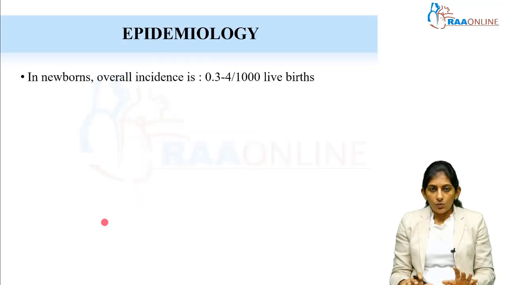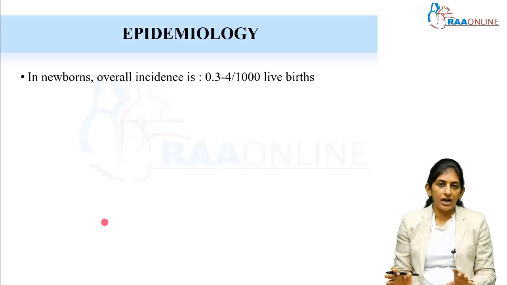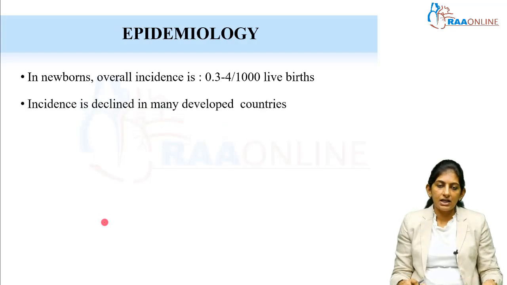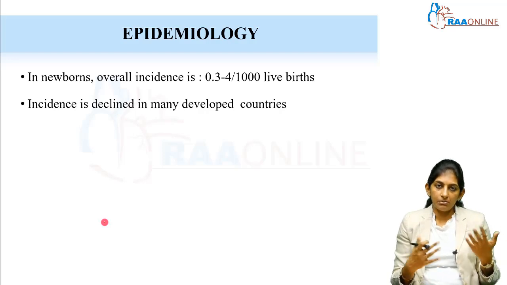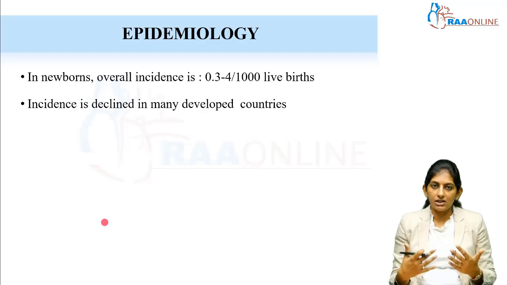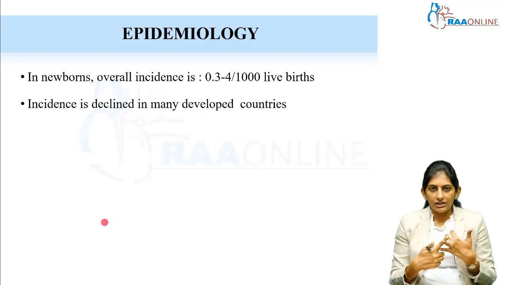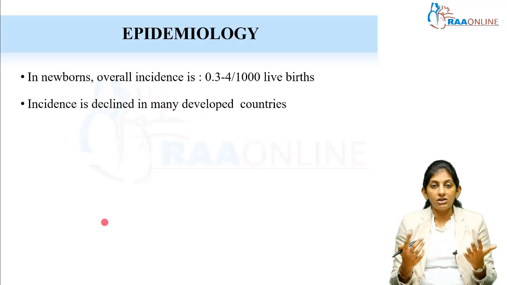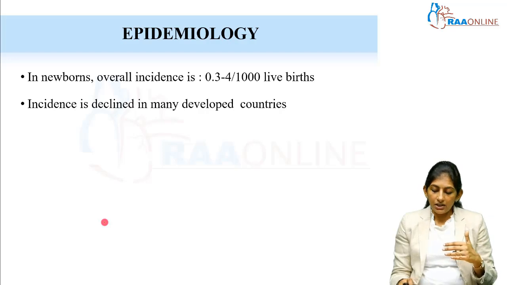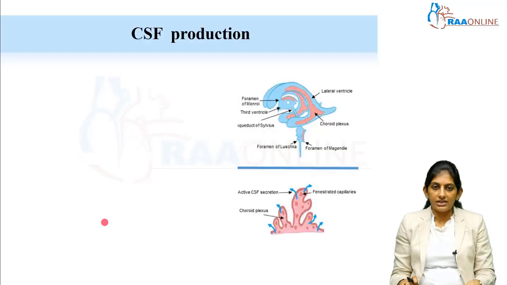So, it is quite common that we come across hydrocephalus, and it can present right from the newborns, like congenital hydrocephalus such as aqueductal stenosis. So, it can present at the newborn level. The incidence is 0.3 to 4 per 1000 live births, and in many developed countries the incidence is decreasing because hydrocephalus can be a part of a neural tube defect. With advanced imaging, antenatal imaging, and folate supplementation, all these have declined the incidence of hydrocephalus in developed countries.